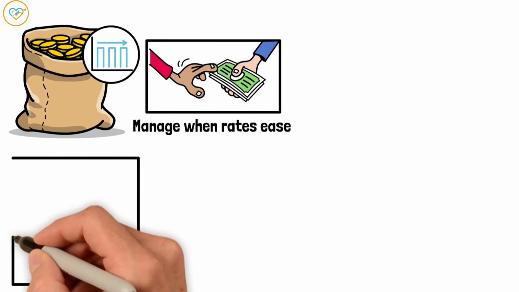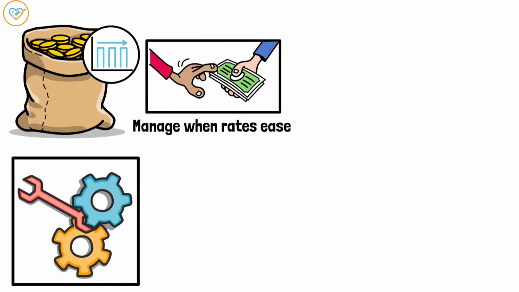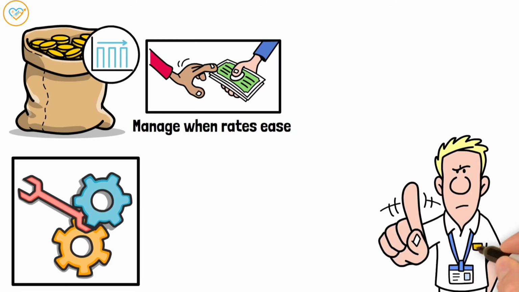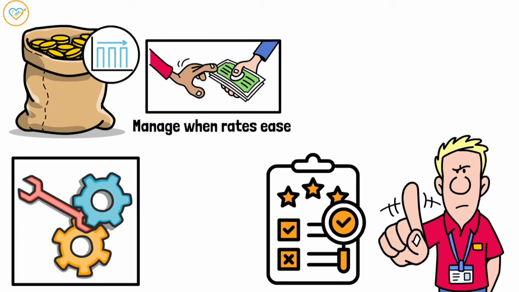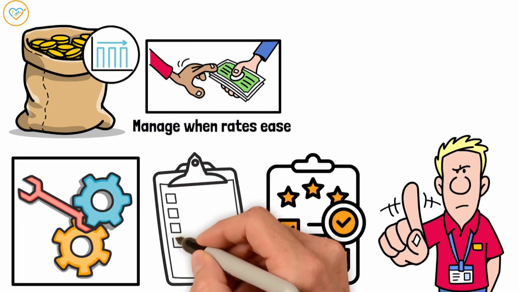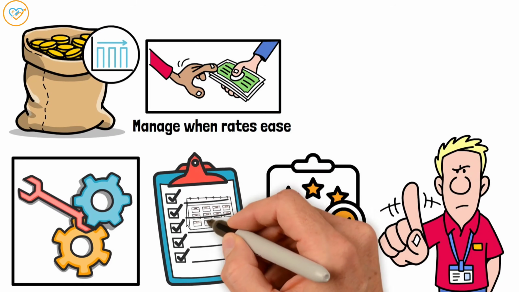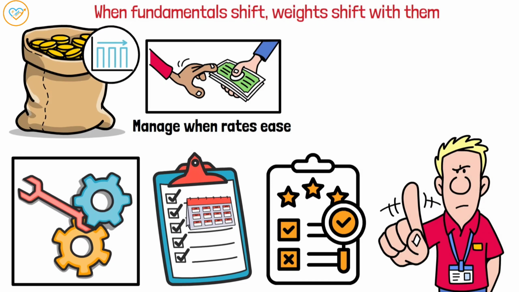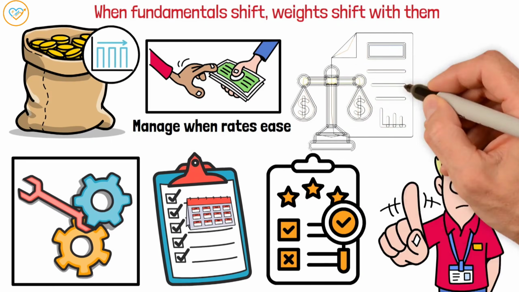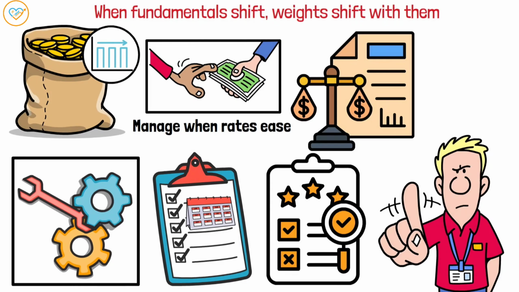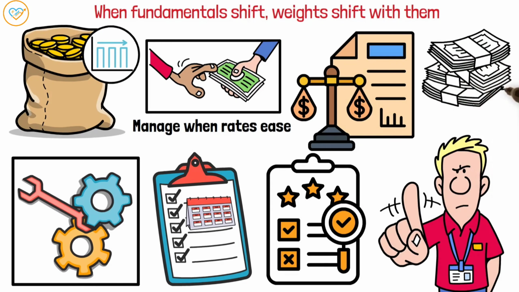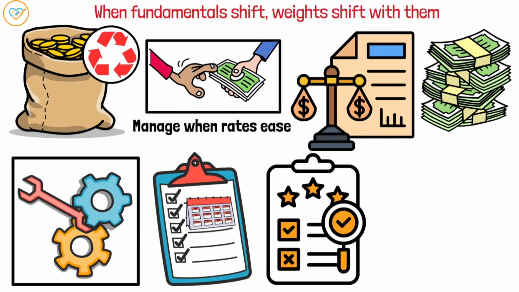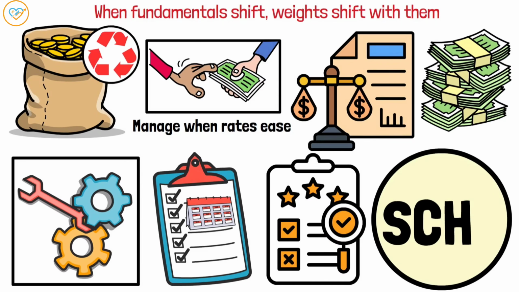What matters here is process. Sector changes are not strategic bets. They are outcomes. The system follows the same rules every year. When fundamentals shift, weights shift with them. So, any rotation in 2026 would reflect updated balance sheets, updated returns on equity, and updated dividend sustainability. That is how SCHD adapts without guessing.